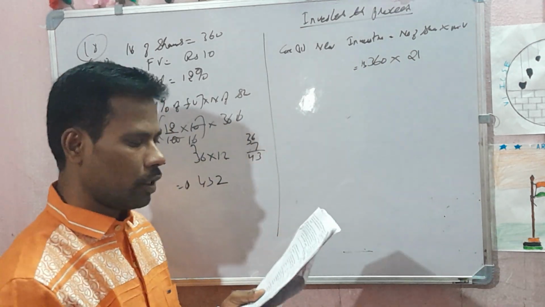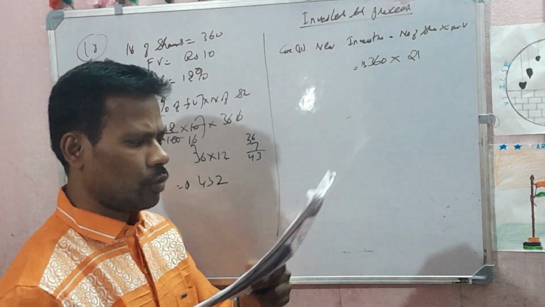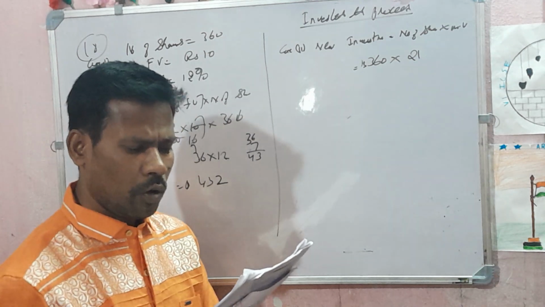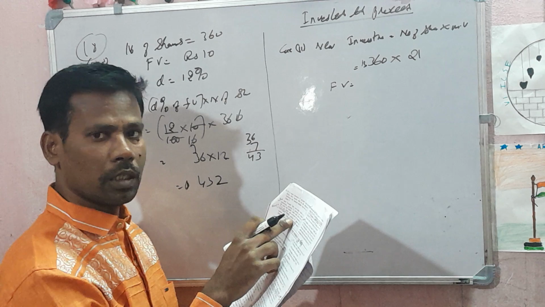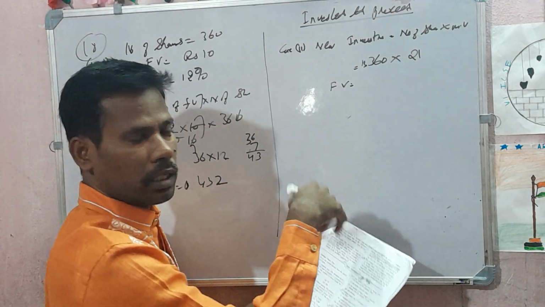Now we again write down the given conditions in case 2. What is case 2? What is given? Face value. Face value is what? Here it is clearly mentioned, 5 rupee shares. He is putting this amount in another one.